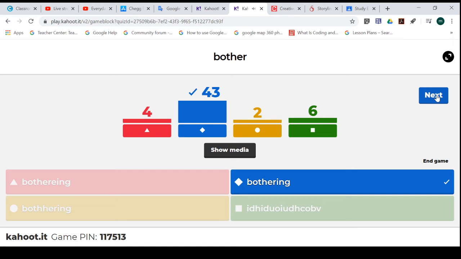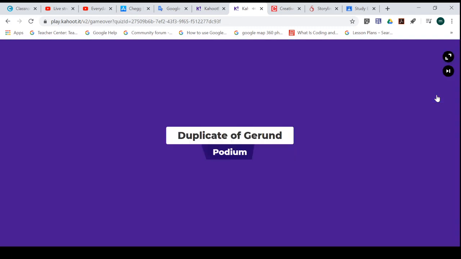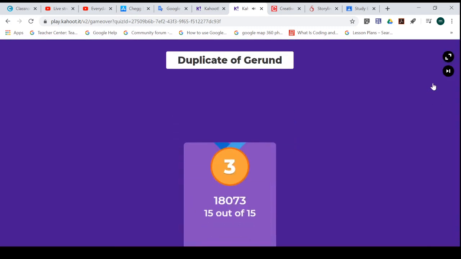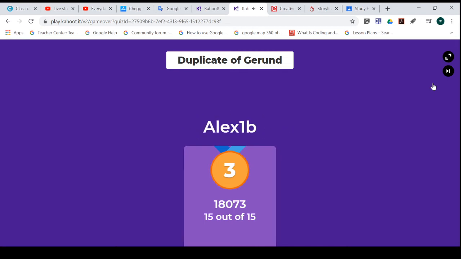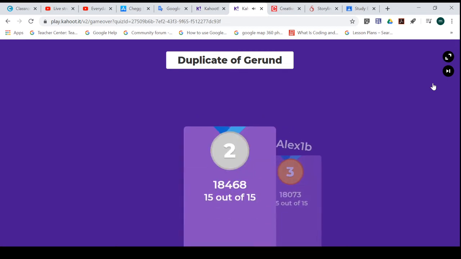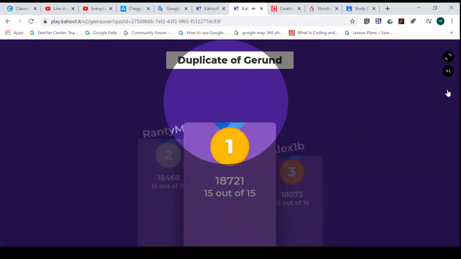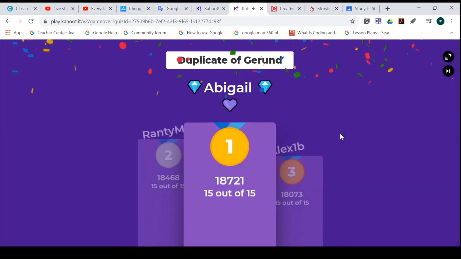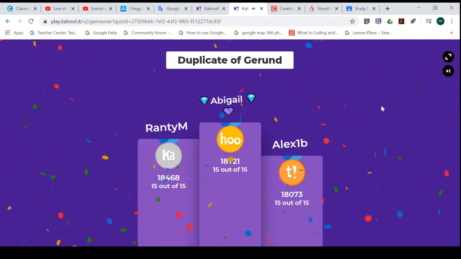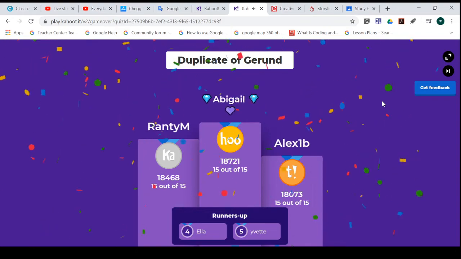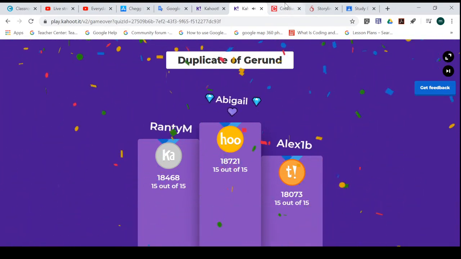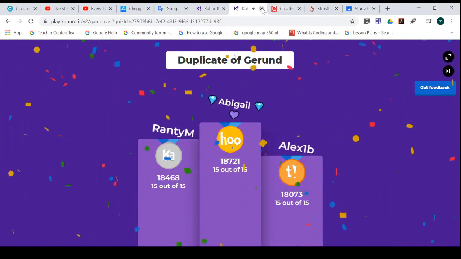All right, let's have a look who the winners are before we have a quick look at the rules of this ing. Third place, all correct, Alex from 1B, well done. Second place, Ranty M, and first place, Abigail, congratulations. And Ella and Yvette also got the top five spots, so well done to you guys.